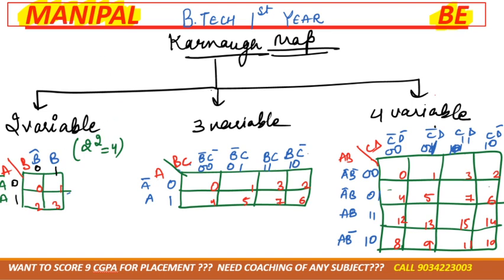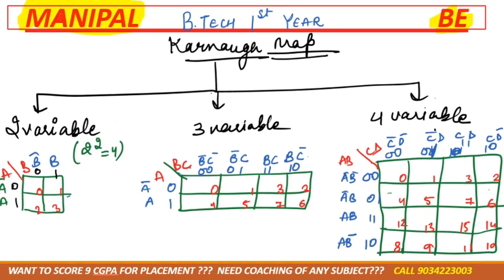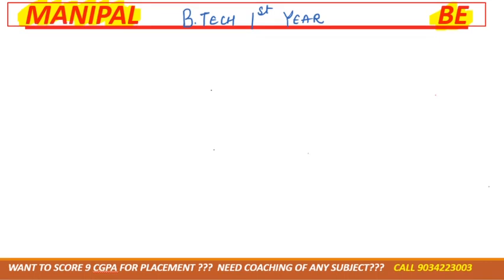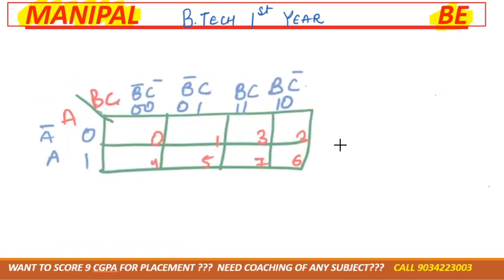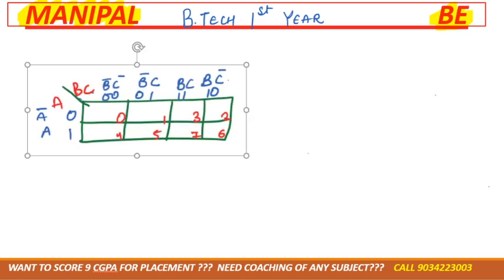Now tell me, up to here. Now let's start with the three variable, because obviously the two variable will not come. There are fewer chances of two variable and more chances of four variable. But I'm teaching you the three variable first, then you can understand four variable.